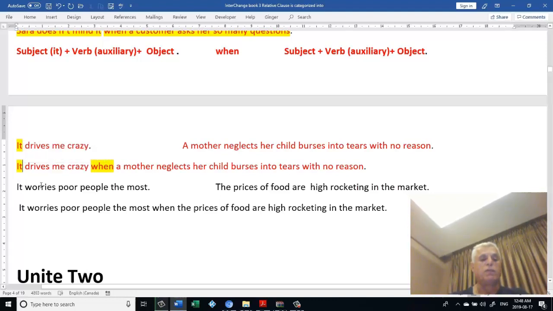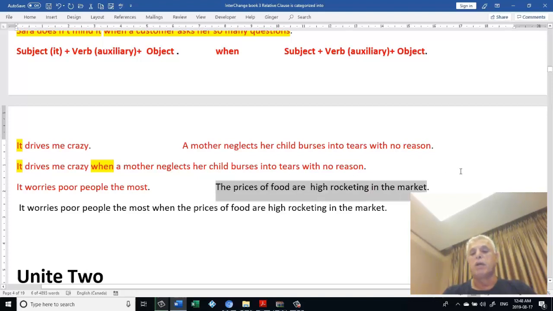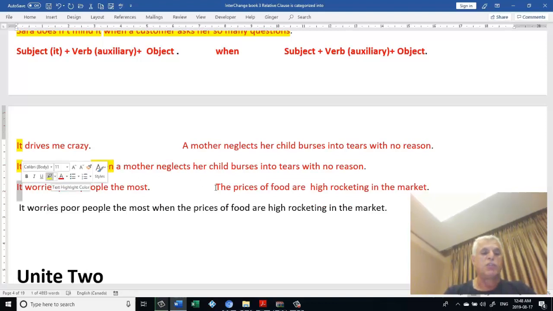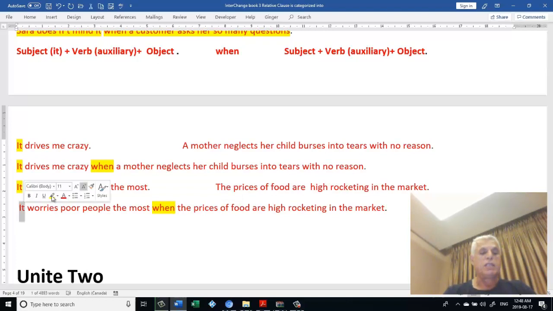Then we have the second one. It worries poor people the most. The prices of food are high, rocketing in the market. Then we connect the two sentences because here we have it in the place of the subject. Same thing here, connecting the two sentences into one. It worries poor people the most. Then we have the second sentence, when the prices of food are high, rocketing in the market. If you look here, we have the adverbial clause, when, connecting the two sentences, which is describing it.